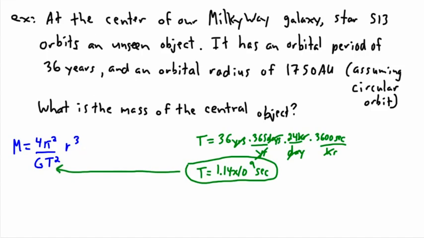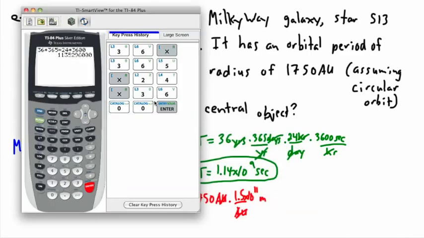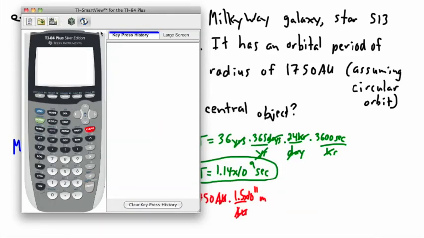Then I need to know what r is. Now my radius, orbital radius, in this case right here, was 1750 AU. Well, I have to know how to convert. It turns out there's a nice easy conversion. Turns out 1 astronomical unit is 1.5 times 10 to the 11 meters. That's really simple.